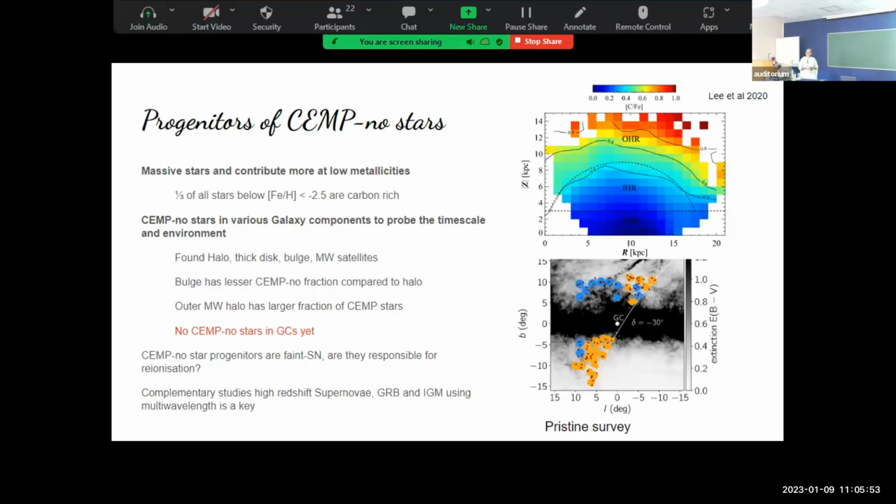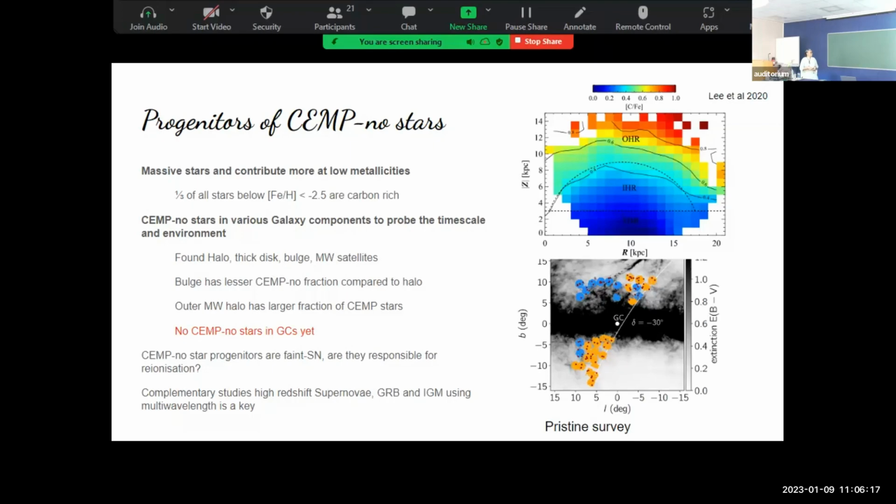So we still don't know. This is again a pristine survey, but we still don't have the sensitivity. So MSE would be really ideal to study because it has the infrared arm, which would be really good in probing these highly extincted regions towards the galactic center. So we should be able to study carbon enhanced metal poor stars.